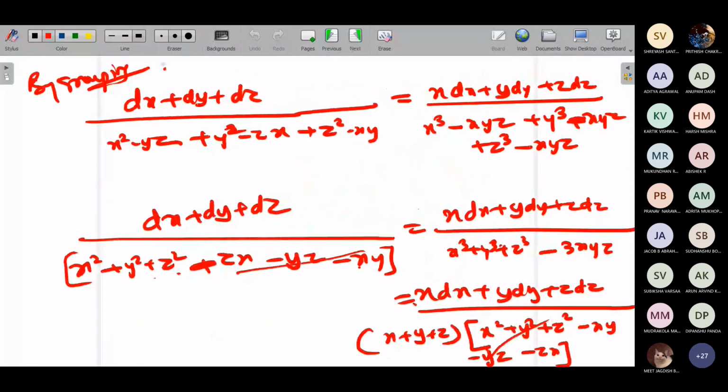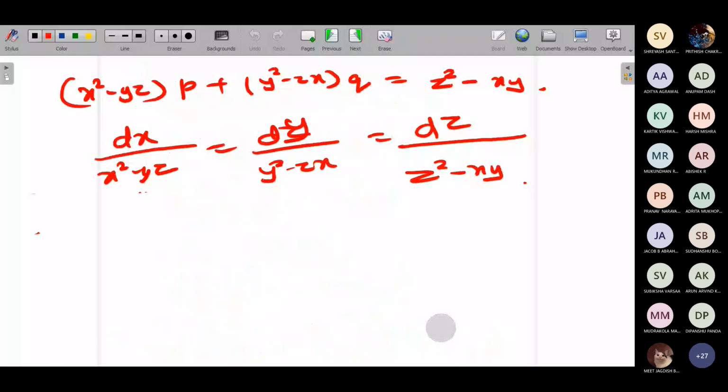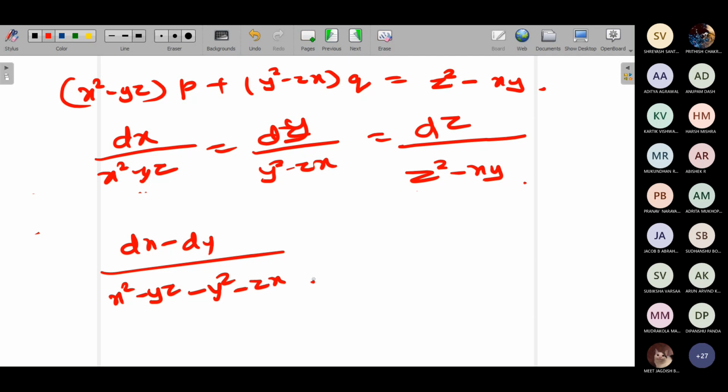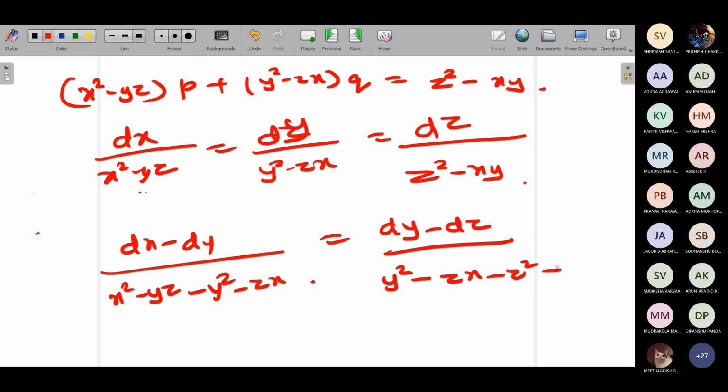For the other one, you can do any of the forms, like the last problem I did. You can even write it as dx minus dy. Just check it, dx minus dy. You will get x square minus yz minus y square minus zx. And what about here? I can equate it to dy minus dz. So I'll get y square minus zx minus z square plus xy. This also plus zx, no? x square minus yz minus y square plus zx. Yes, plus zx.